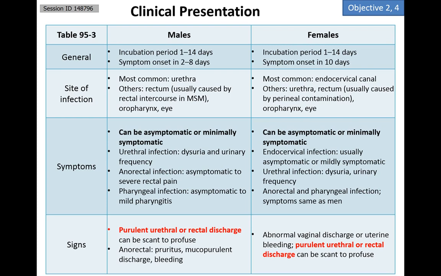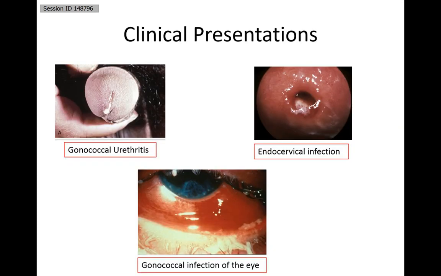So the one thing that distinguishes gonorrhea from chlamydia is going to be the purulent urethral or rectal discharge. So this is going to be more mucoid compared to a clear discharge that we saw in chlamydia. As you can see, these discharges can be from anywhere, such as the urethra or endocervical canal or even the eyes. And it does tend to affect the mucosal cells as well.